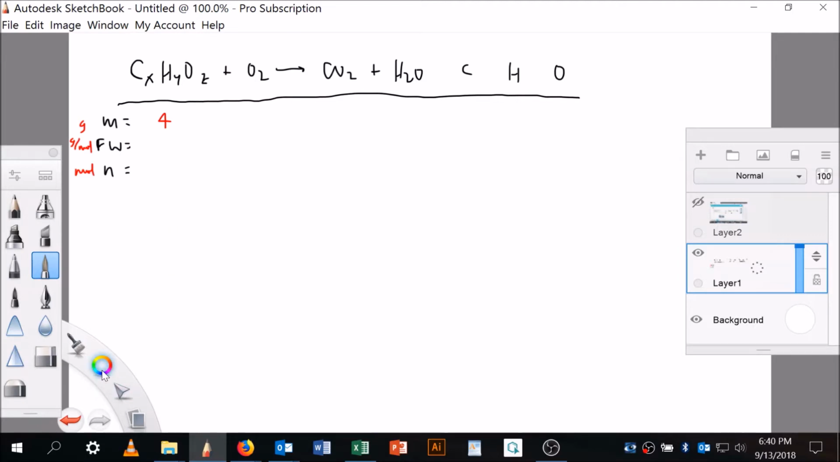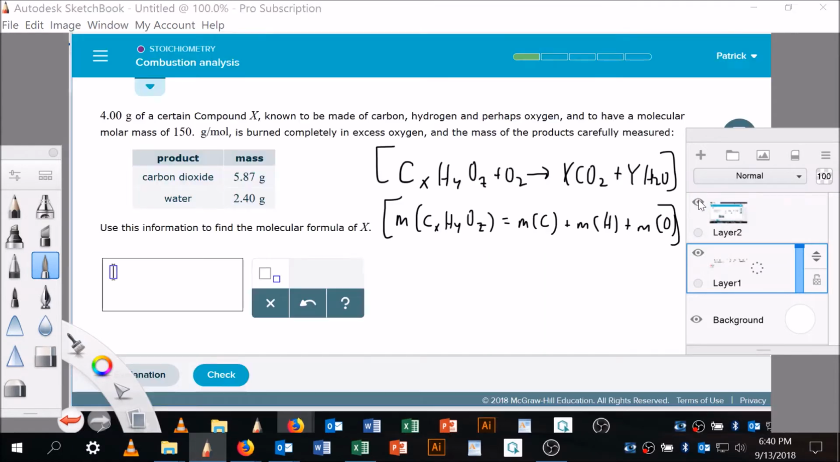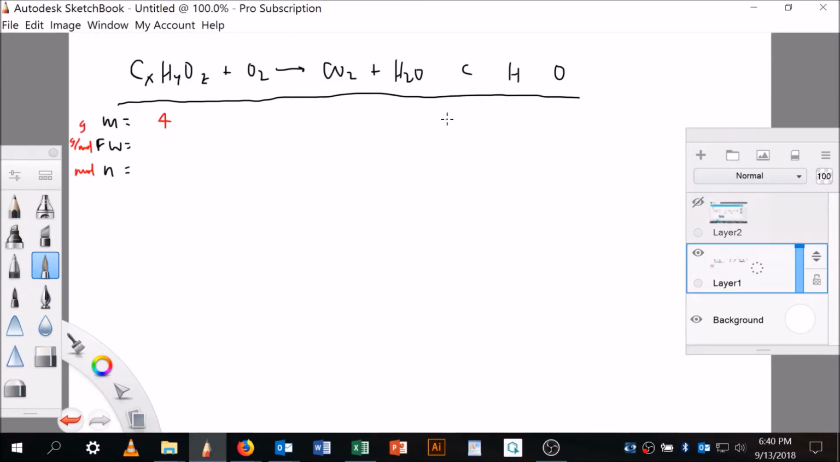Gives me 5.87 grams of carbon dioxide and 2.4 grams of water, right? Let's get these formula weights.